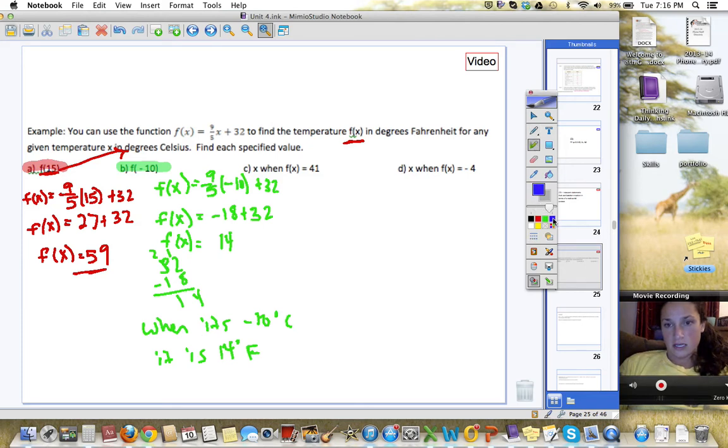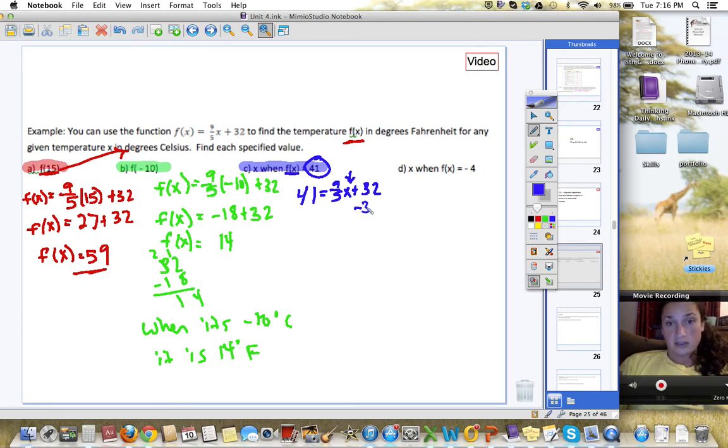Alrighty, let's go then to blue. Now this is the opposite. Now it's saying find x. So I'm finding my degrees Celsius when f of x, when my Fahrenheit, is 41. So I'm switching. When I have f of x equals a number, this number is that y value, and it's what I'm plugging in here. So I set it up like this: 41 equals 9/5 x plus 32. Now I'm trying to find that x. I know what my Fahrenheit is, and I'm working backwards to find my Celsius.